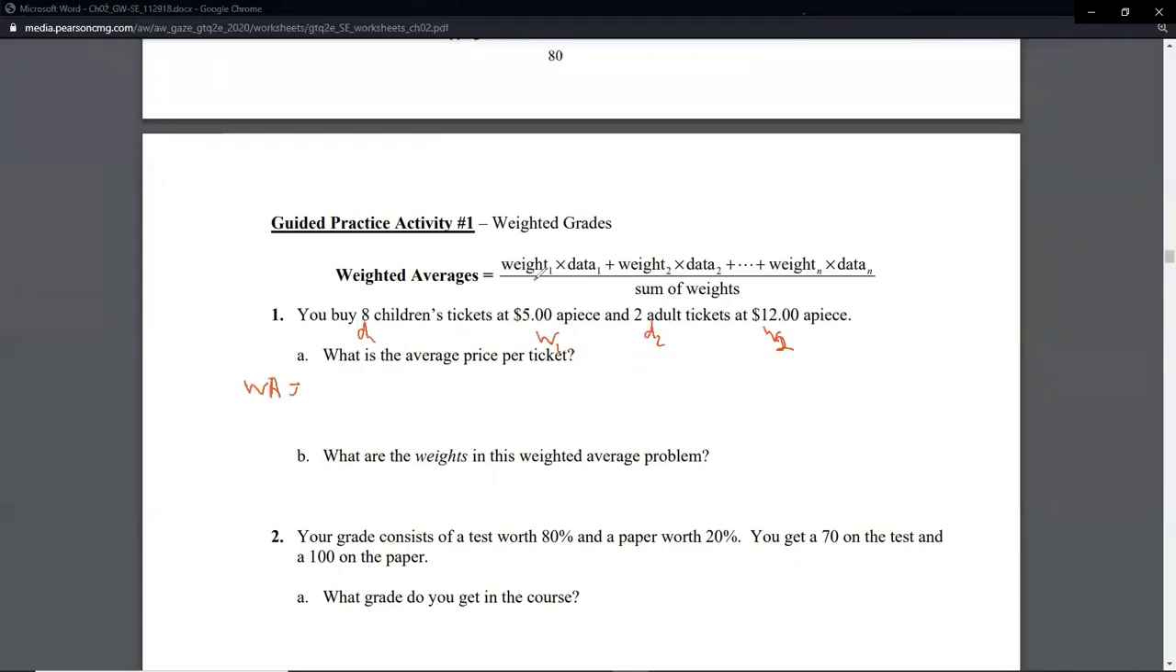So I would say this weighted average, weight times data, for the children, the weight was $5 times the number of tickets, which was 8. Again, this is wrong. Plus, then I said weight 2 was the $12 times the number of adult tickets, which is 2. So this is the children, this is the adults. Don't mix and match. Divided by the sum of the weights.